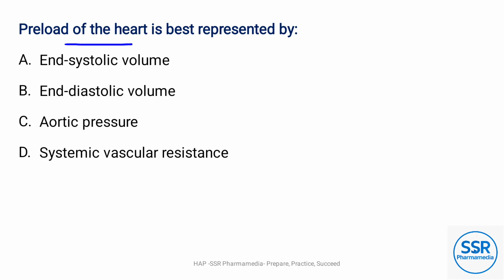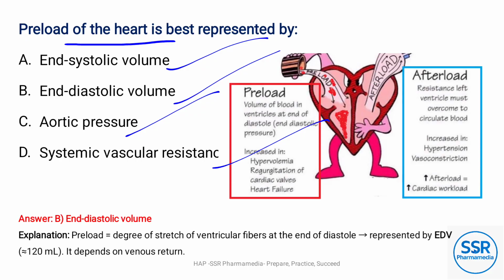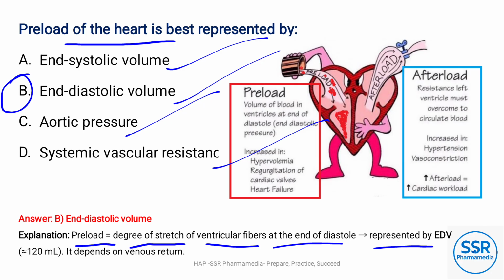Next, preload of the heart is best represented by: option A, end systolic volume; option B, end diastolic volume; option C, aortic pressure; option D, systemic vascular resistance. The answer is option B, end diastolic volume. Preload is the degree of stretch of ventricular fibers at the end of diastole, represented by end diastolic volume, approximately 120 ml. It depends on venous return.